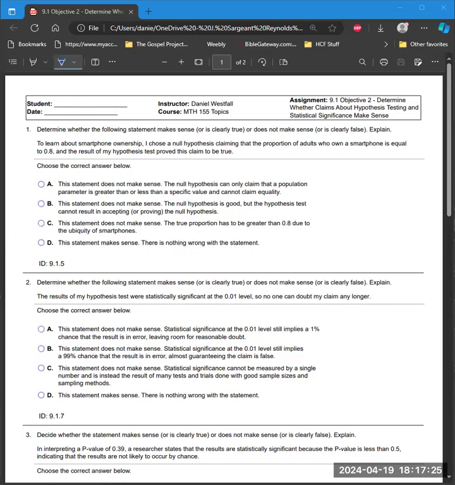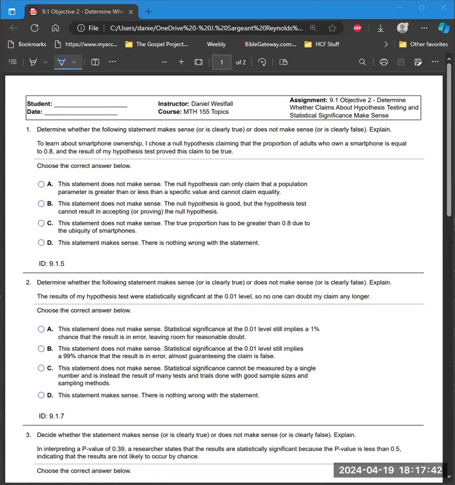In this video, we're going to talk about 9.1 Objective 2, where we determine whether claims about the hypothesis test and statistical significance make sense. First question asks us to determine whether the following statement makes sense or is clearly true, or does not make sense or is clearly false, and explain.